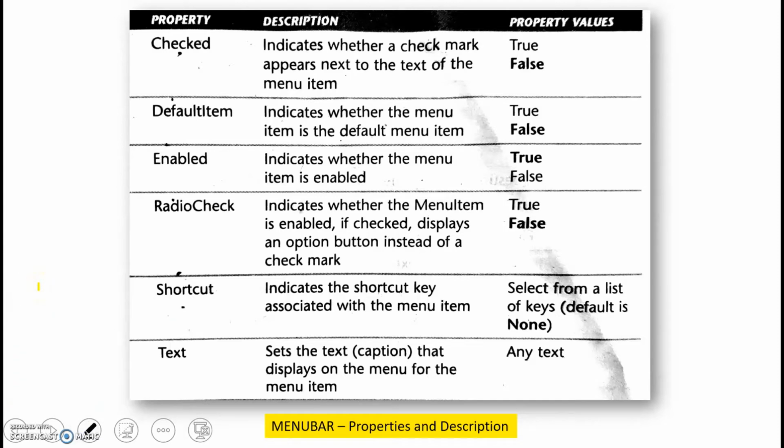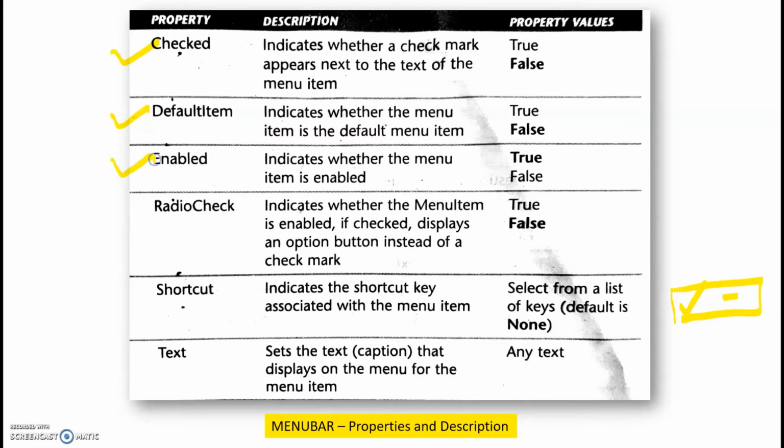So the first is the Checked property. Checked means, if you have written something over here, it can be checked or unchecked. It can be true or false. Then there is Default Item. If you want to keep some item as a default menu item, it indicates whether the menu item is a default or not. All these things we will see in the practical sessions, but right now just have a look at how many different types of properties there are.